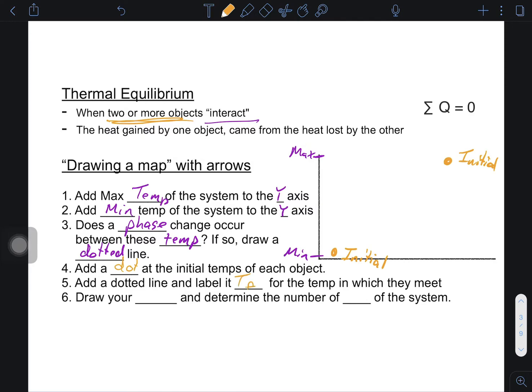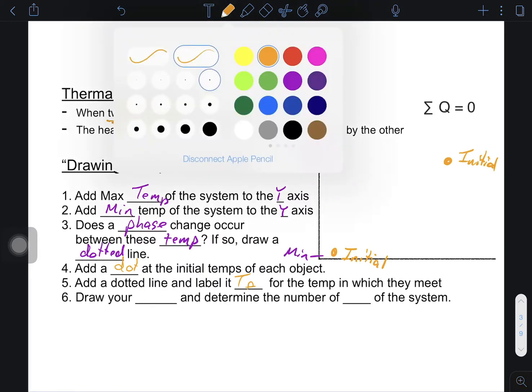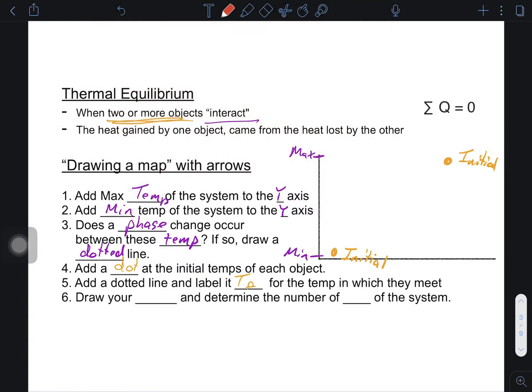TF for the temperature at which they meet. So I'm just going to, somewhere in the middle, put a dashed line and say TF. Now, what we're going to end up doing is solving for that. That's what like 98% of the time we will solve for: what is the final temperature. When we put these two different objects of different masses and different temperatures together, where will they meet? We can actually calculate that and predict that.